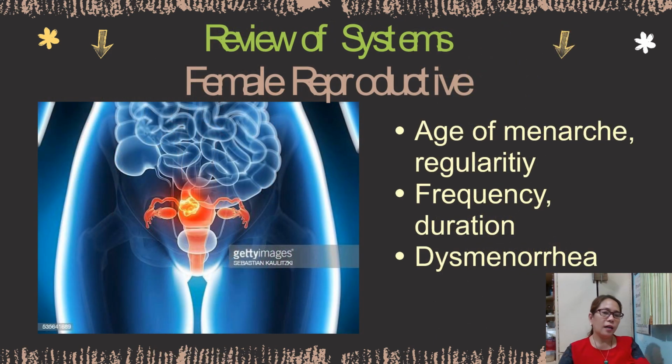Then, on the female reproductive system, you may ask your client the age of menarche or the first day of menstruation. Regularity, 1 buwan ba? Regular ba siya? Or delayed? Frequency, gaano ka katagal? Monthly ba siya? Every 28 days? Yan. Ang duration nito, is it 5 days, 3 days? Naka-experience ba ng pain or dysmenorrhea kapag may menstruation?